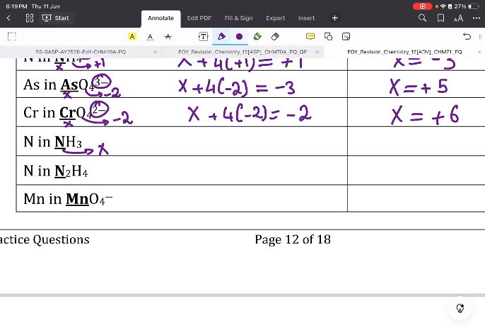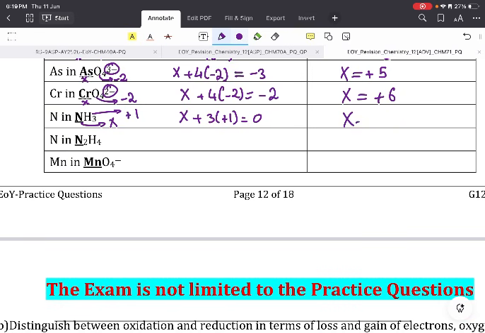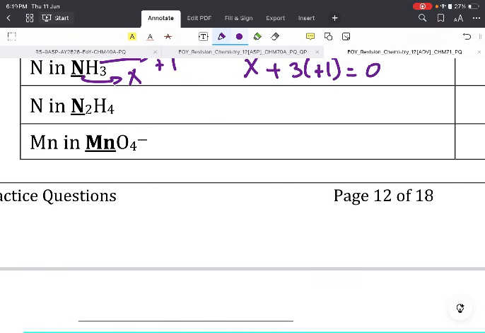NH3. So this is x, H is plus 1. So x plus 3 hydrogens, each one is +1, equals 0. The answer is -3. Now pay attention to this one. I have 2N. The elementary one is x. H is plus 1. So here we're going to say 2x because I have 2N. I'll put 2x, then I'll solve for 1x.